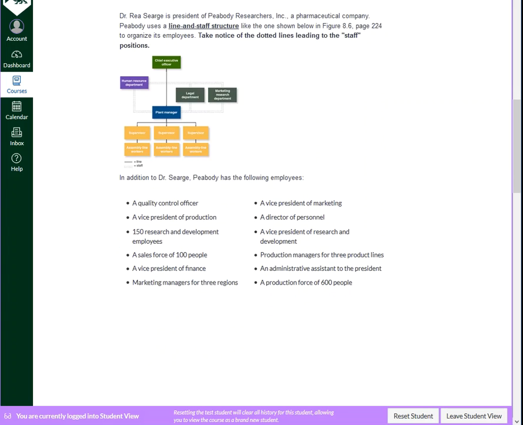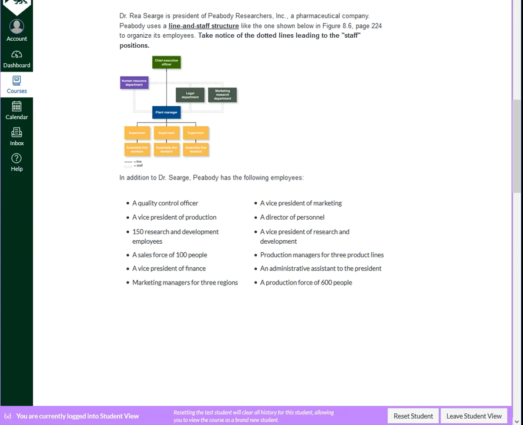In addition to Dr. Serge, Peabody has the following employees: a quality control officer, a vice president of production, 150 research and development employees, a sales force of 100 people, a vice president of finance, marketing managers for 3 regions, okay? 3 regions is a very important concept here in building your organization chart. Then we have a vice president of marketing, a director of personnel, a vice president of research and development.